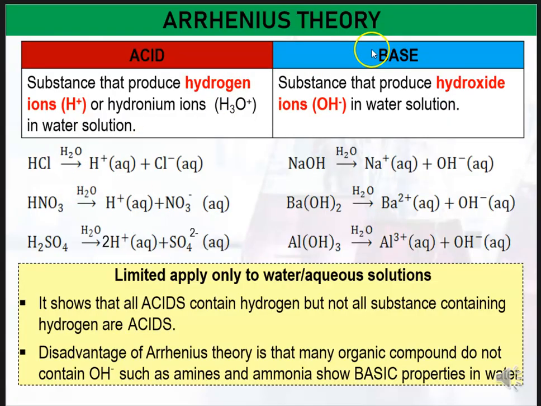Based on Arrhenius, according to the Arrhenius theory of acid and base, acid is a substance that produces hydrogen ion or hydronium ions in water. So look at this example. HCl is defined as an acid because when we dissolve HCl in water, it will produce hydrogen ion.